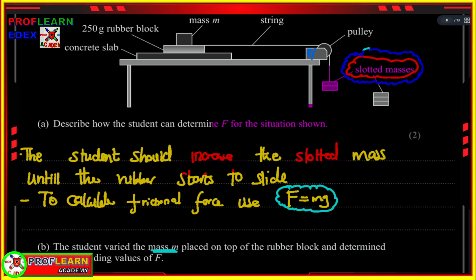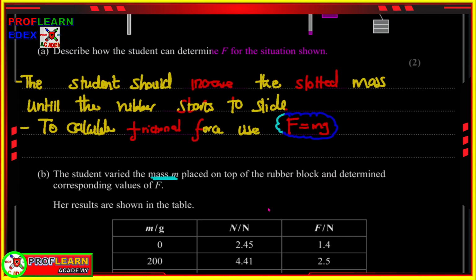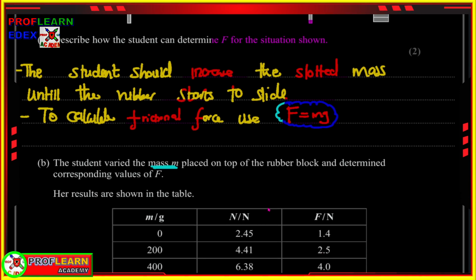And then to calculate the frictional force, we need to work out the force is equal to mg, because now the force is equivalent to the weight of that object.